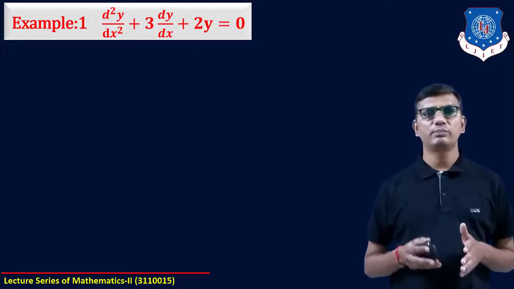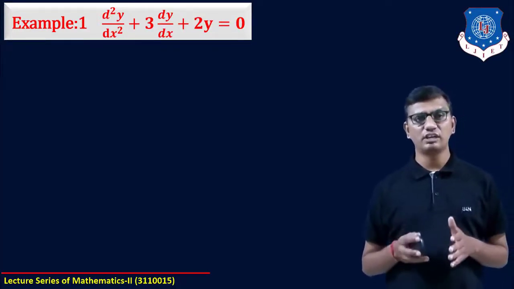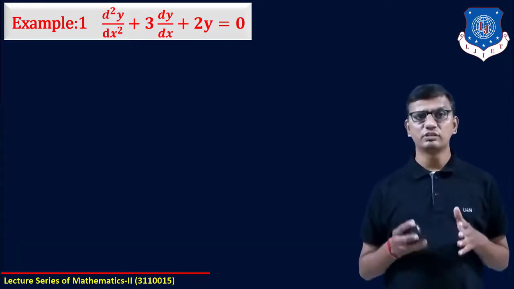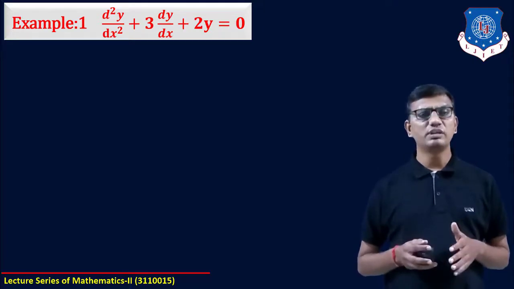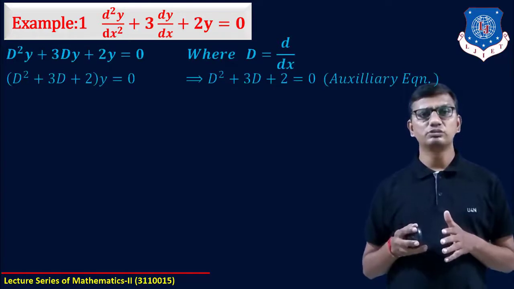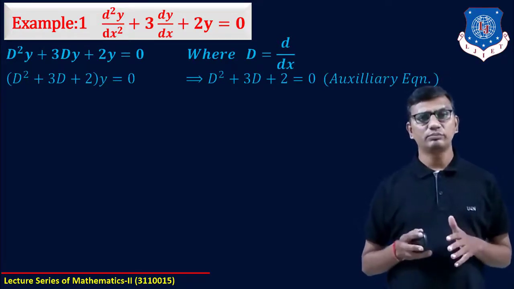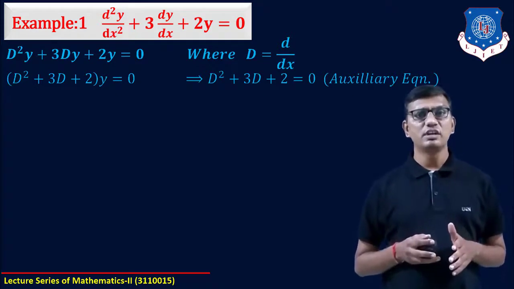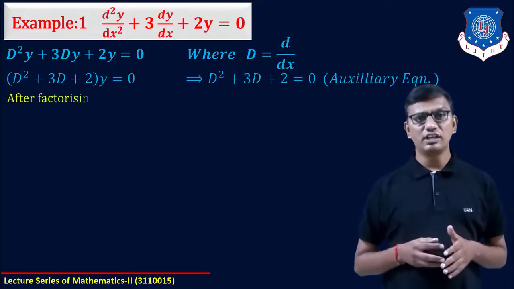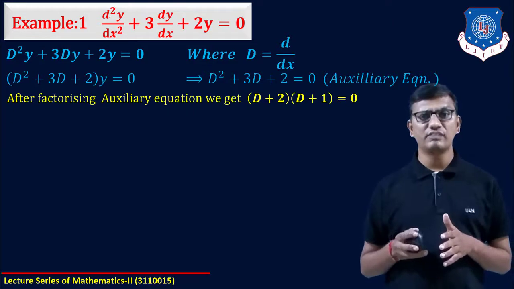d square y by dx square plus 3 dy by dx plus 2y equal to 0 is a second order ordinary linear differential equation, and it is homogeneous because the right hand side is 0. Now it can be rewritten as D square y plus 3Dy plus 2y equal to 0, and D is the differential operator. The auxiliary equation coming from it is D square plus 3D plus 2 equal to 0. After factorizing this auxiliary equation, we get (D plus 1) and (D plus 2) as factors.